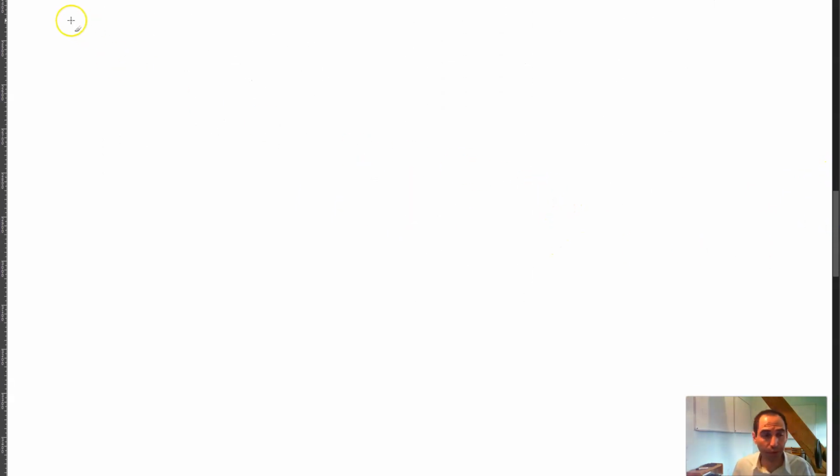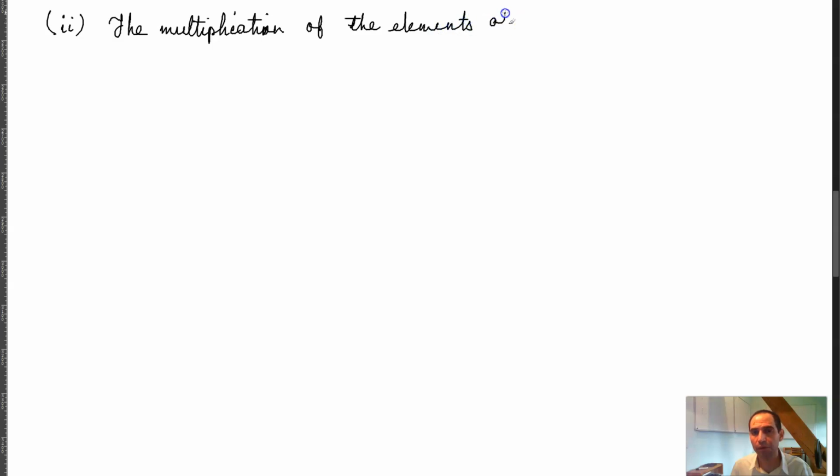Now, number two is basically the multiplication of the elements of any row or column by a non-zero number. The multiplication of the elements of any row or column by a non-zero number.